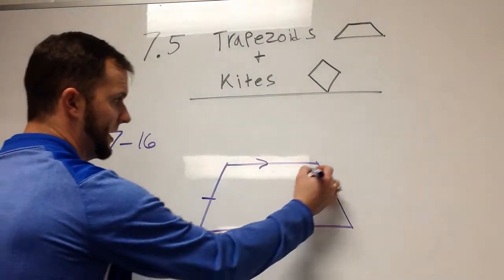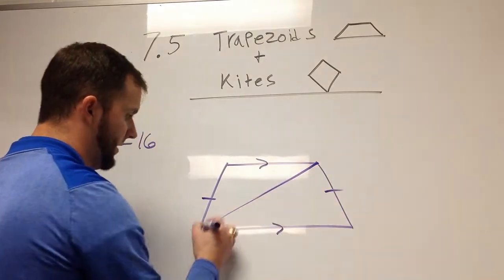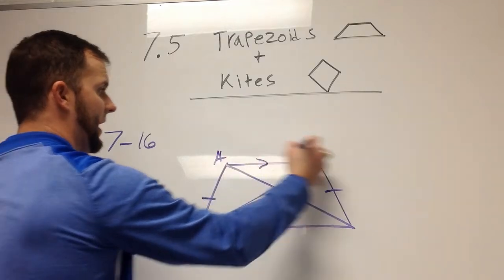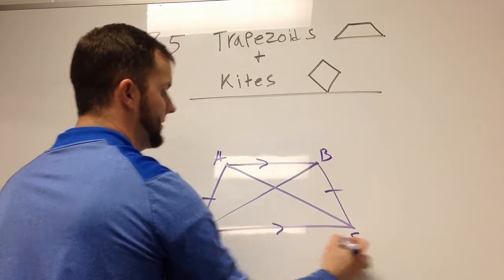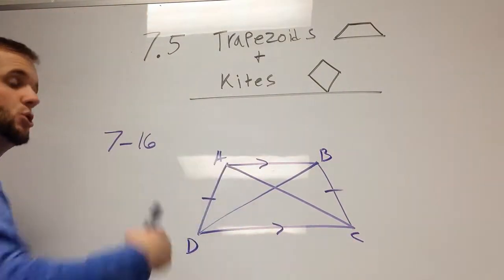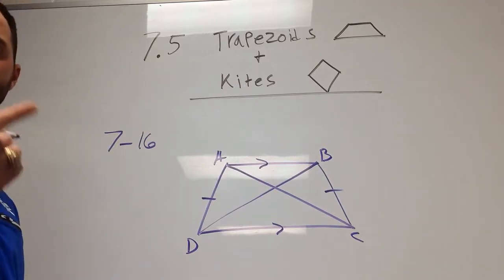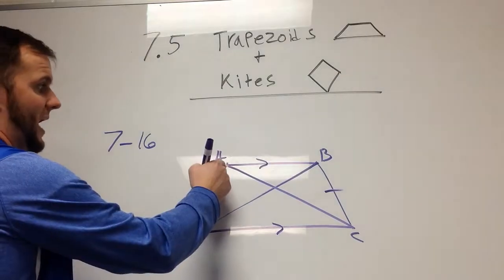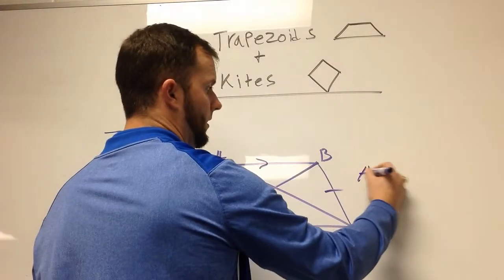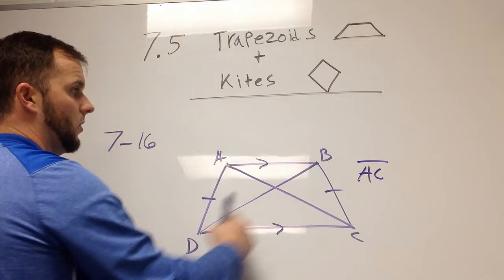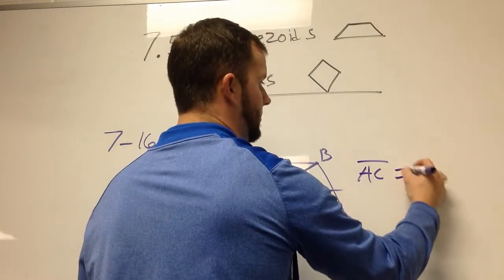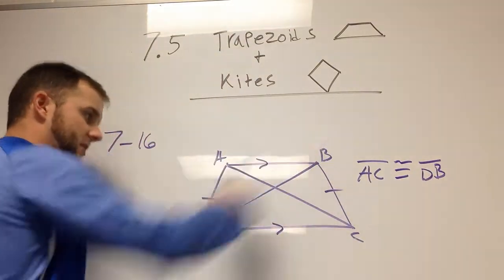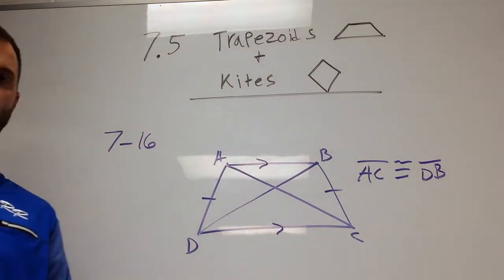And if I was to draw diagonals from this angle down to this angle, and this angle down to this angle, let's go and name this. This is A, this is B, this is C, and this is D. If I have two diagonals of an isosceles trapezoid, then those diagonals are going to be congruent. So line AC here would then be congruent to line DB here. So the two diagonals of this are going to be congruent to each other.